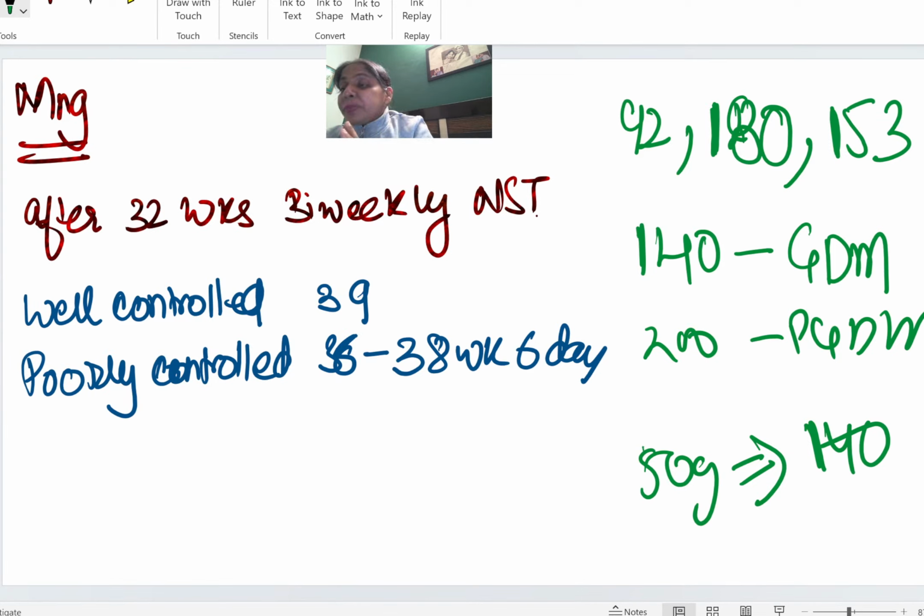What is the management of diabetes mellitus in pregnancy? The management of diabetes mellitus is of course insulin, no doubt. But because the fetus of a diabetic patient can expire, we have to do bi-weekly NST after 32 weeks.